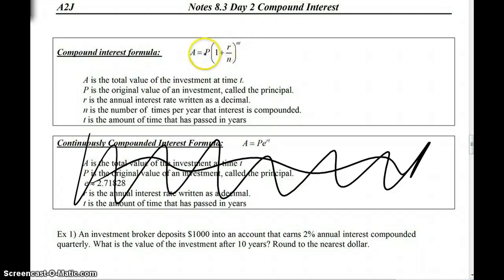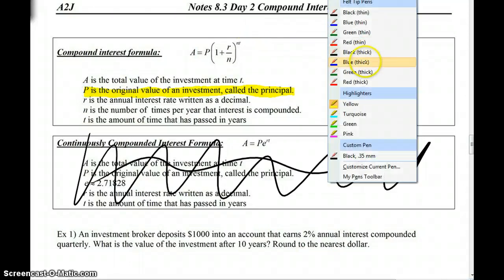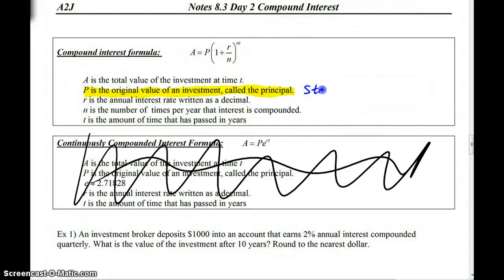Look at this formula here. A equals P times parentheses 1 plus R over N to the NT power. A is the total value of the investment at time T. P is the original value of the investment. It's called the principal, and it's what we start with. This is the value of your investment when you open up your account.